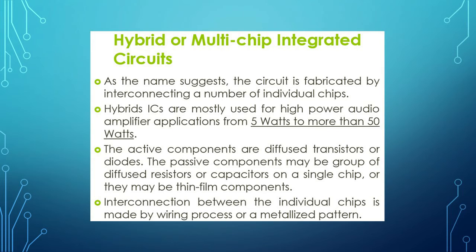Hybrid or multi-chip integrated circuit. As the name suggests, the circuit is fabricated by interconnecting a number of individual chips. Hybrid ICs are mostly used for high-power audio amplifier applications from 5 watts to more than 15 watts. The active components are diffused transistor or diode. The passive components may be a group of diffused resistor or capacitor on a single chip, or they may be thin film components. The last one is interconnection between the individual chips, made by a wiring process or a metallized pattern.